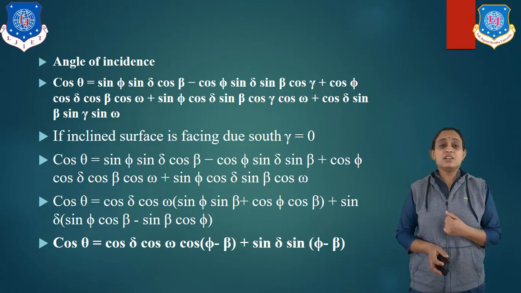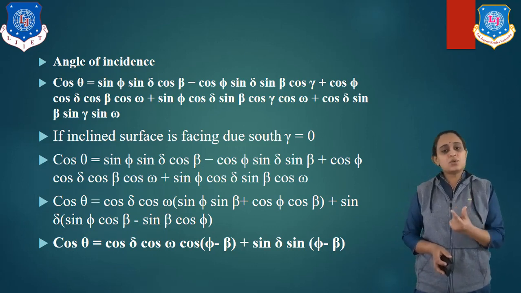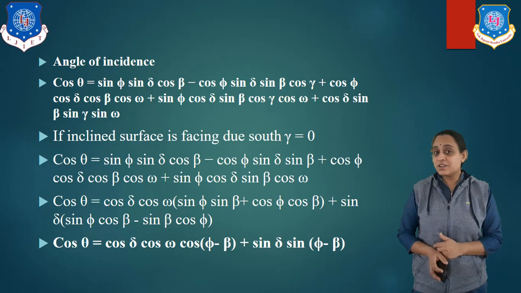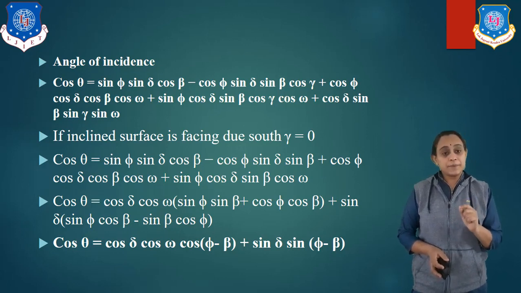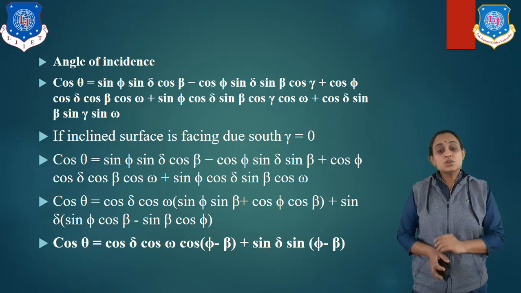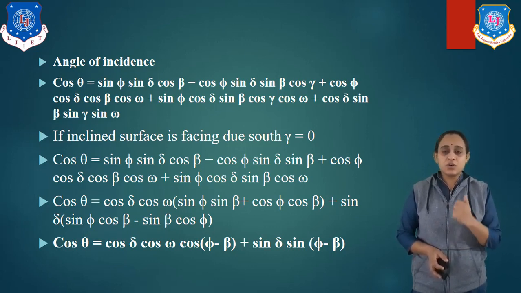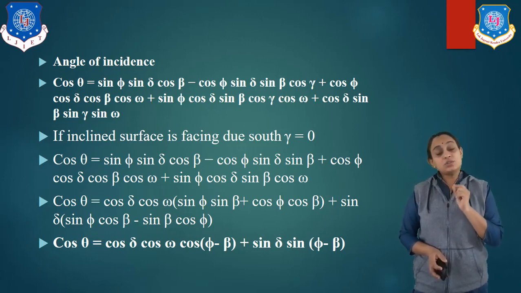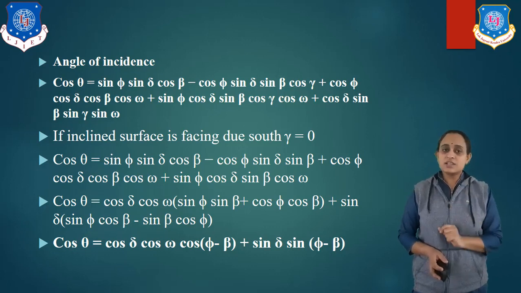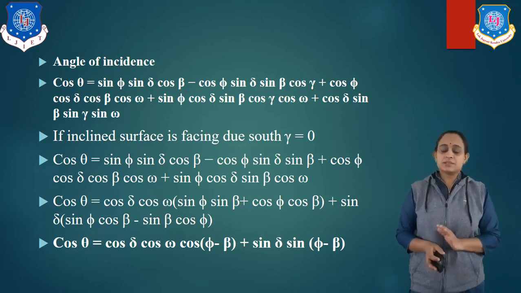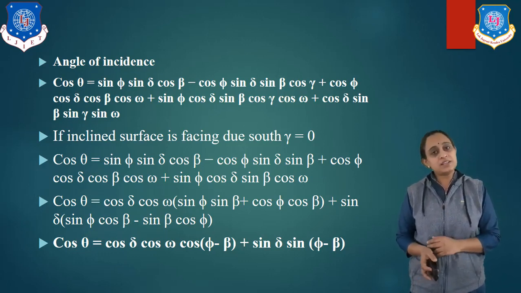Now here there is a relation: sin phi sin beta plus cos phi cos beta. What can we write for this? We can write cos of phi minus beta. And the other expression, sin phi cos beta minus sin beta cos phi, we can write as sin of phi minus beta. It is just a simplification of this equation. So we can easily write the equation in the form cos theta equals cos delta cos omega cos of phi minus beta plus sin delta sin of phi minus beta.